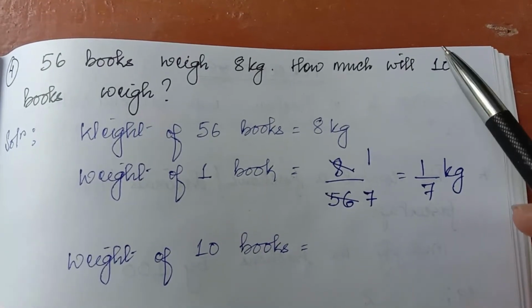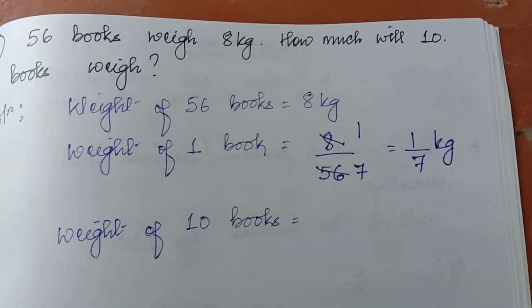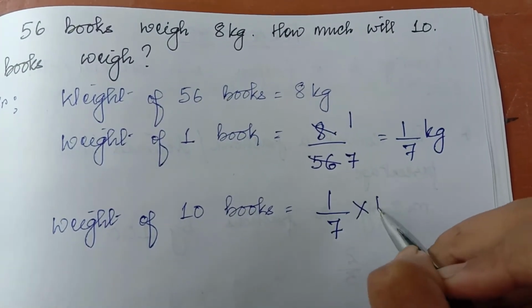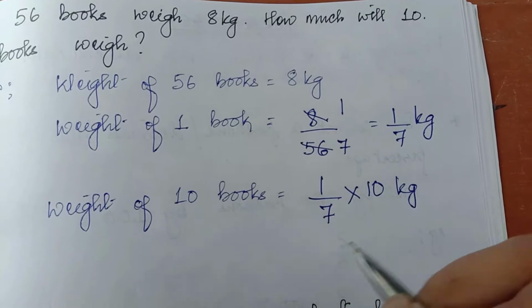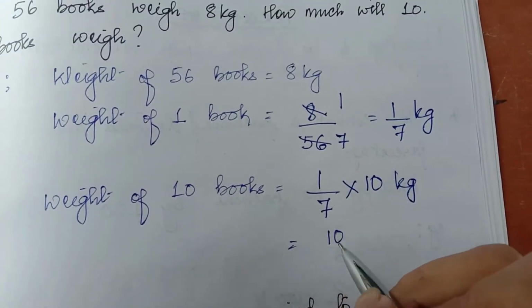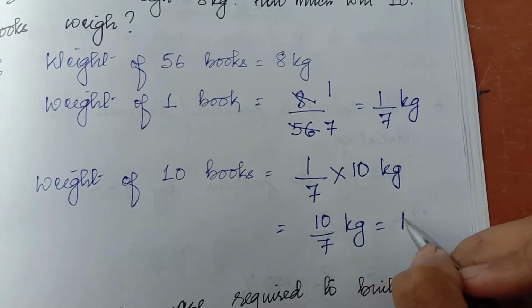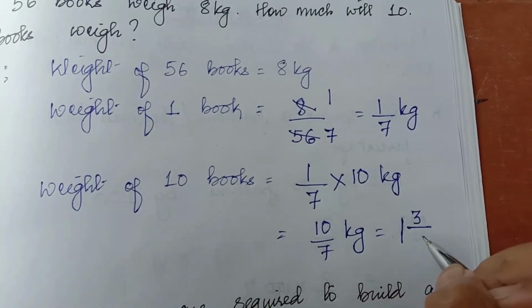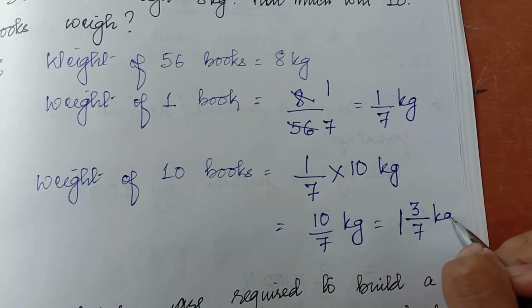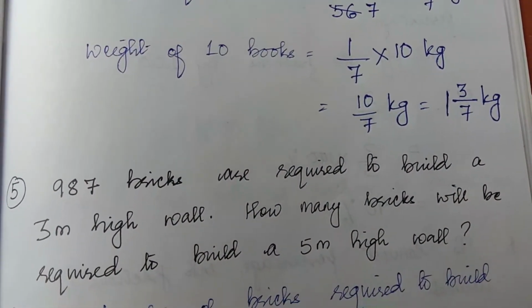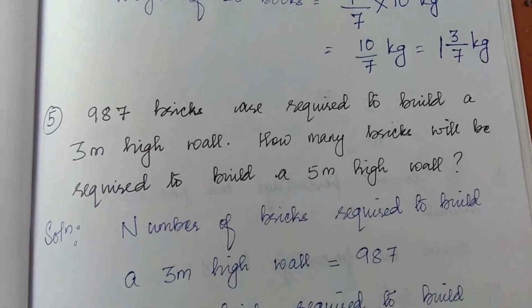Now you have to find the weight of 10 books. So the weight of one book is 1 by 7, into 10 kg. So 1 into 10, 10, 10 by 7 kg. We will write in mixed fraction. 7 ones are 7, remainder will be 3, 7 kg. So the weight of 10 books is 1 3 by 7 kg.